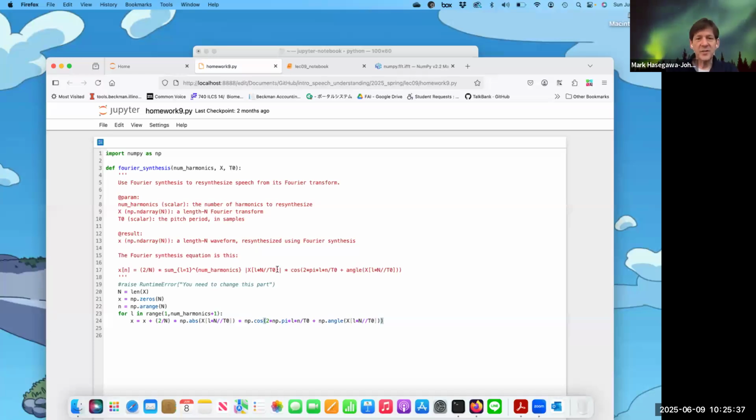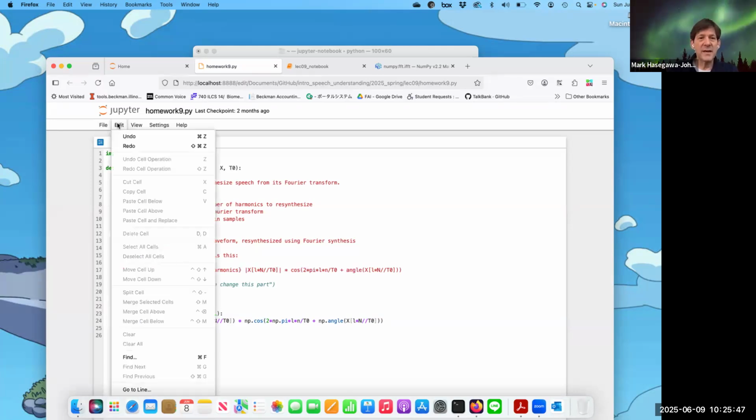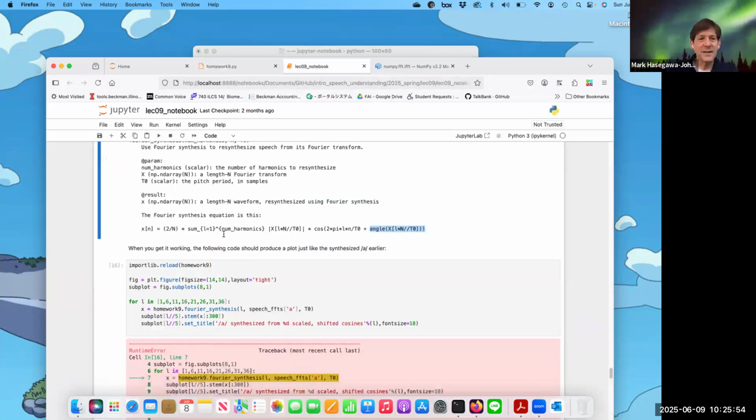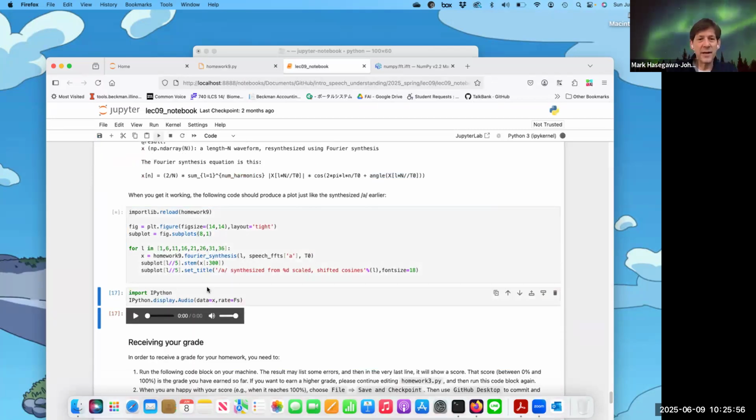So I'm creating an x, which is just accumulating each of these harmonics at this absolute value and at this angle. And that should give us back again a speech signal, which might still have the same bug in it that I described before, but at least it should sound approximately like the correct vowel. Let's try loading it and plotting it.